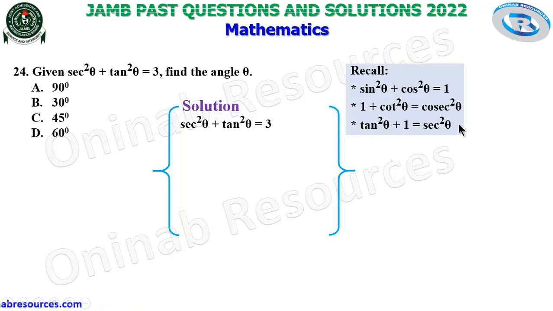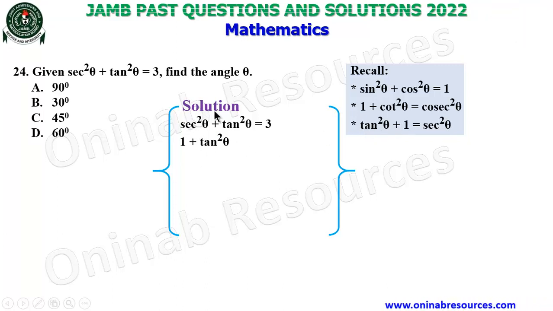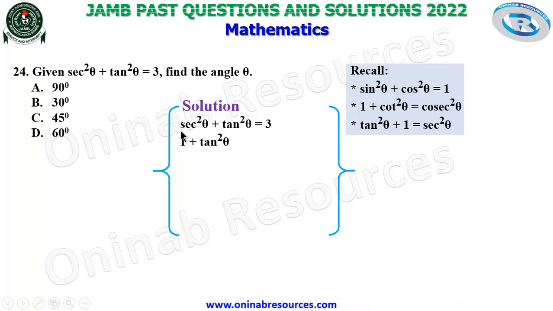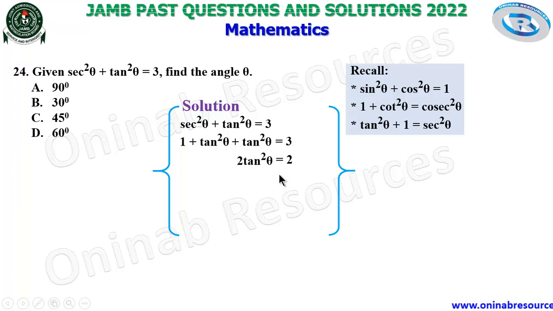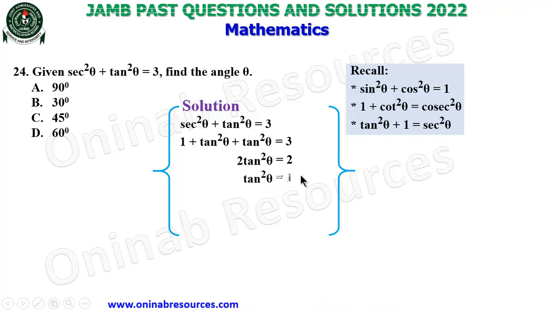The third trigonometric identity will fit in here, since sec squared theta is 1 plus tan squared theta. So we replace sec squared theta with 1 plus tan squared theta, then plus tan squared theta is equal to 3. Taking this to the other side and simplifying further, we have 2 tan squared theta is equal to 3 minus 1, which gives 2. Dividing both sides by 2, tan squared theta is equal to 1.